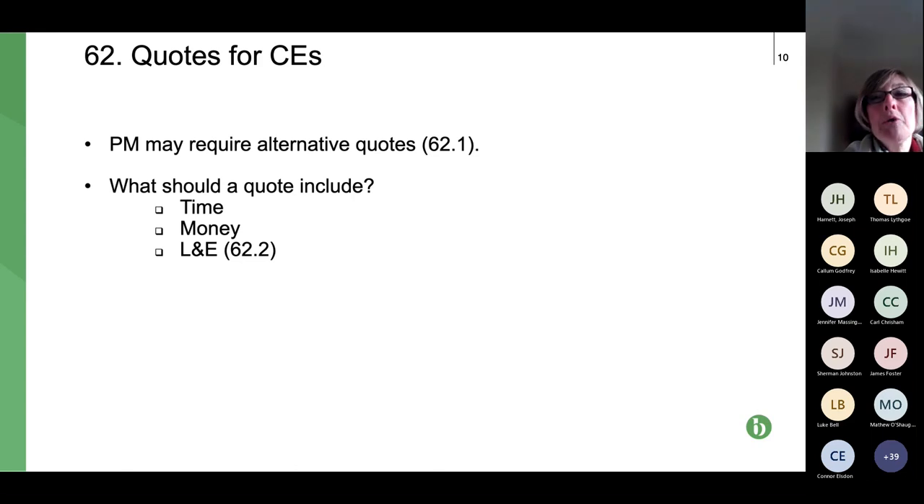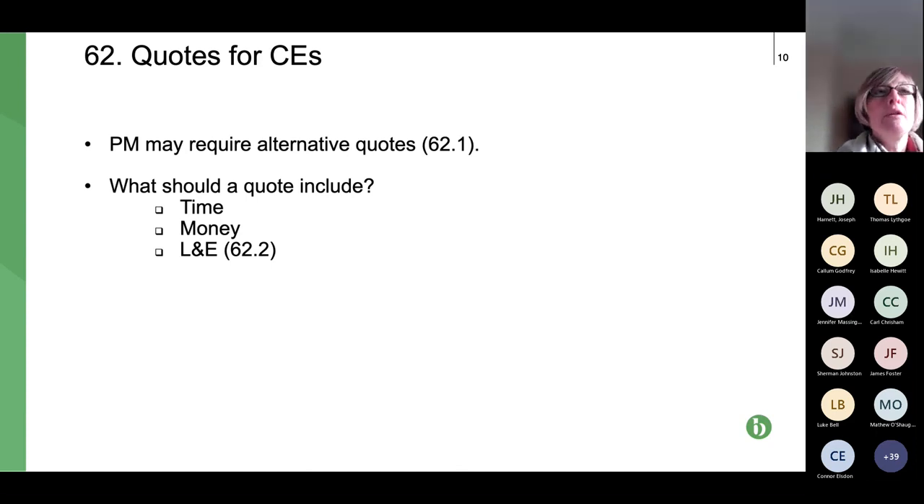Just bear in mind what your quote has to cover for a compensation event. It's got to cover the financial implication of any extra work. It's also got to cover your extension of time, so any extra time to be added, so any delay that's being caused by the CE, and also what I've called L&D, the loss and expense, which is the contractor's extra time on site because of the delay that's been caused.